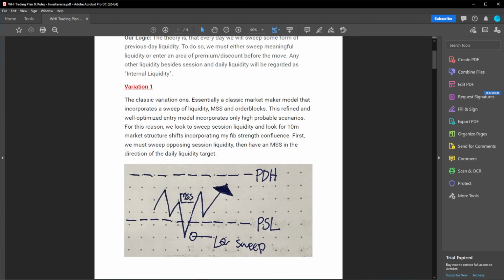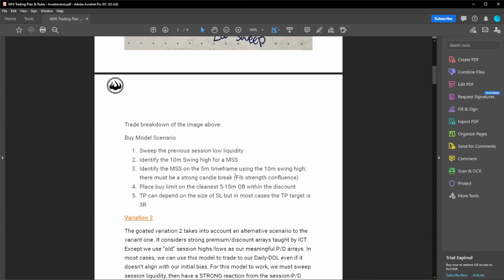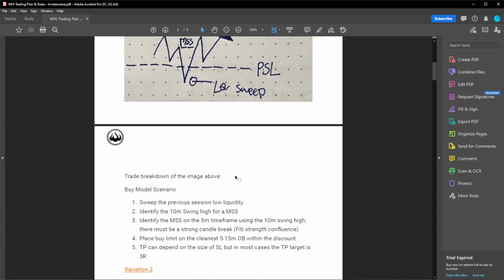The market rebounds off of that area, and we have a strong 10-minute market structure shift here. Then the market retraces into an area of a discount, and we tap into a 5-minute order block, and then we trade towards the previous day high. So just a little bit of a trade breakdown from the image above again.